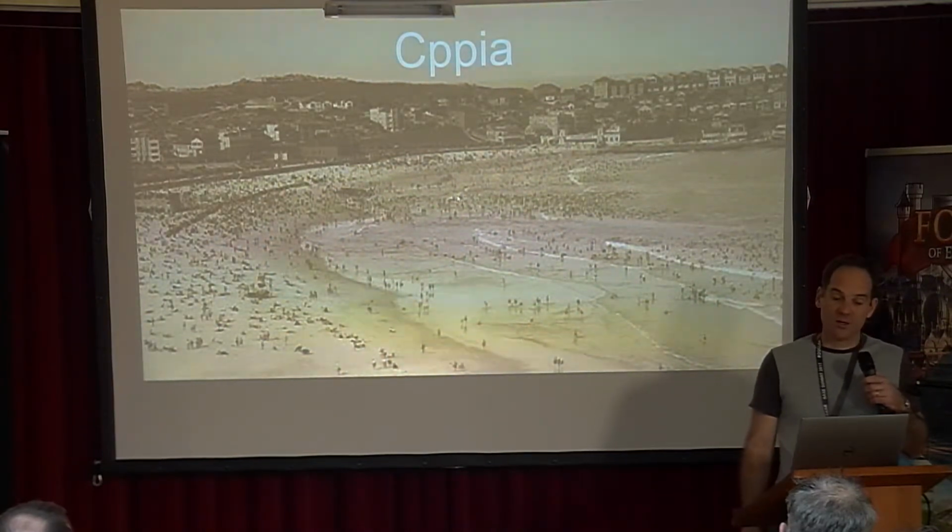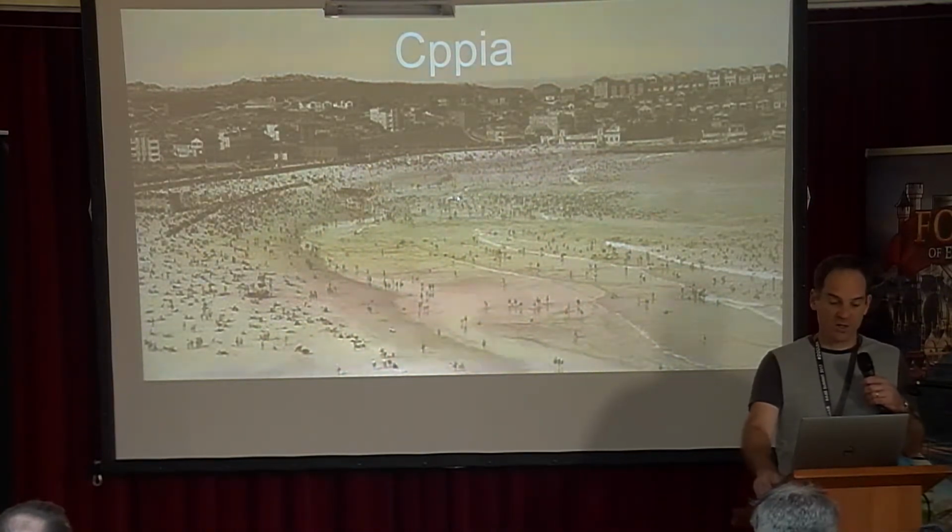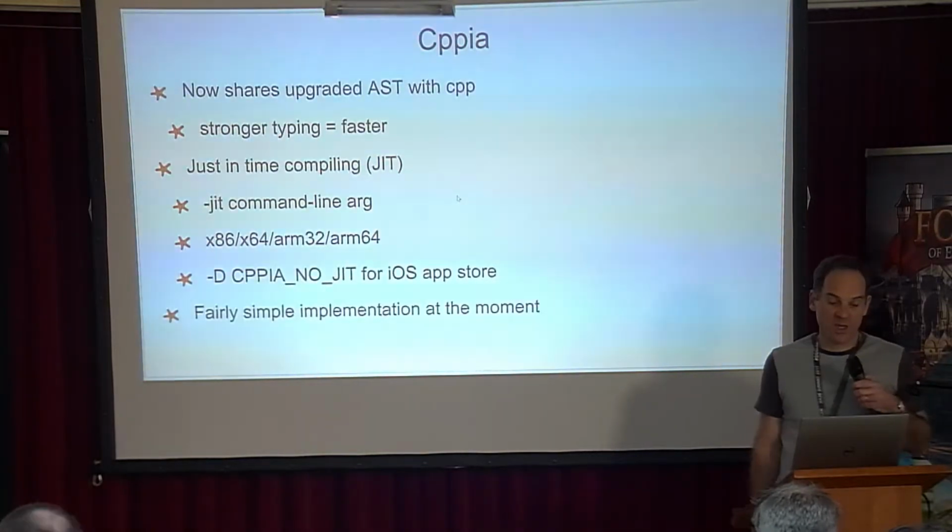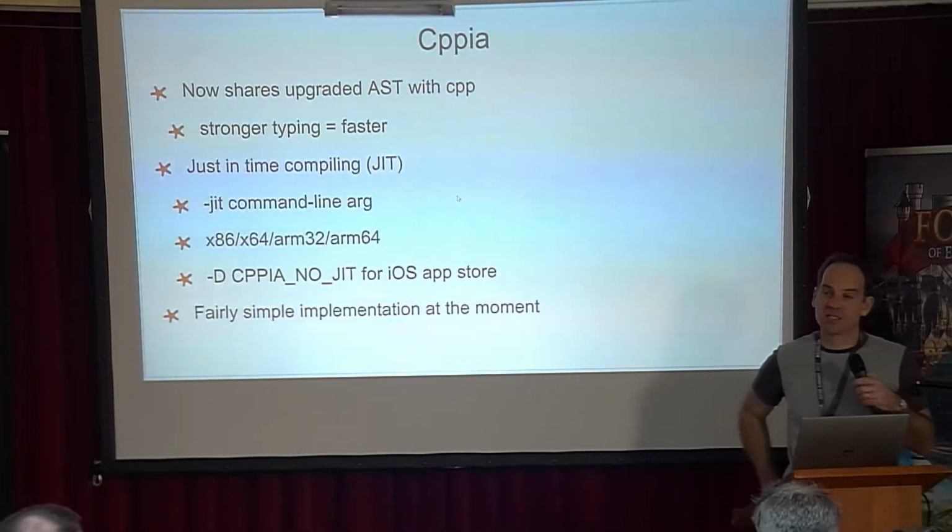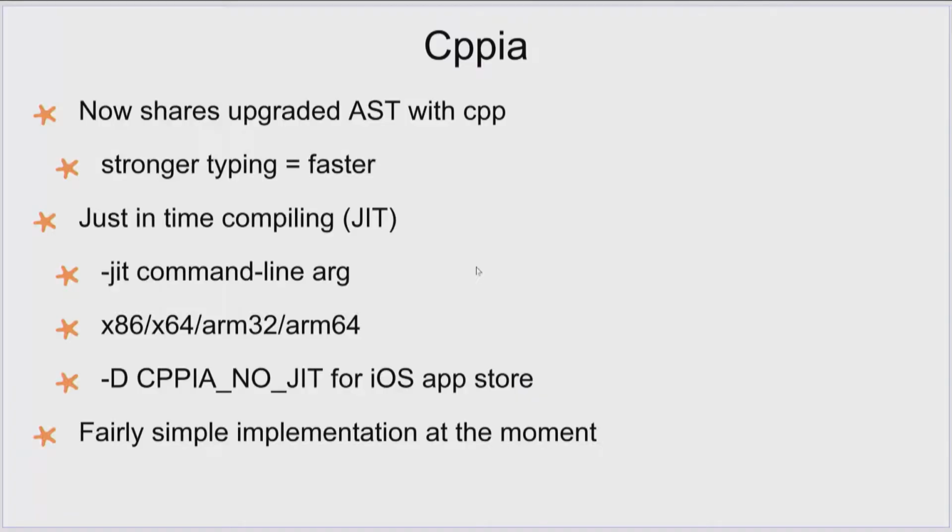All right, so Scia, there's been a bit of work done here as well. As I mentioned earlier, it now shares the internal representation, the AST, with the CPP code, which is stronger typing. I got a little bit lax and just said if I can't work it out, I just made some stuff dynamic, but now it's not. It's all strongly typed, so it should be faster.